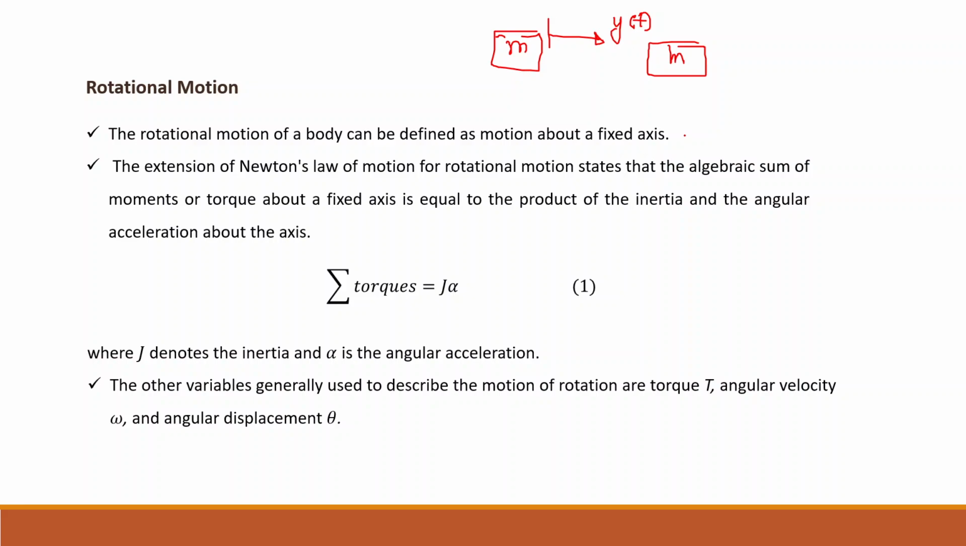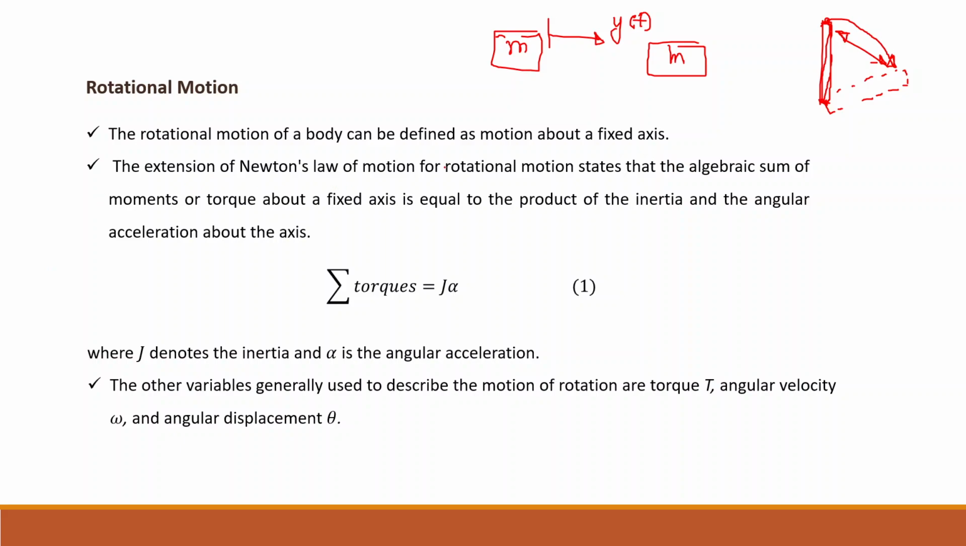But in rotational motion, that's not true. In rotational motion, there may be a point which does not experience any displacement at all, and there may be another point that experiences a tremendous displacement. Suppose this state has moved to this position. This point hasn't experienced any displacement, whereas this point above has experienced this much displacement. So these kinds of systems are known as rotational systems. Rotational motion of a body can be defined by motion of a body around a fixed axis. So this point is the fixed axis.